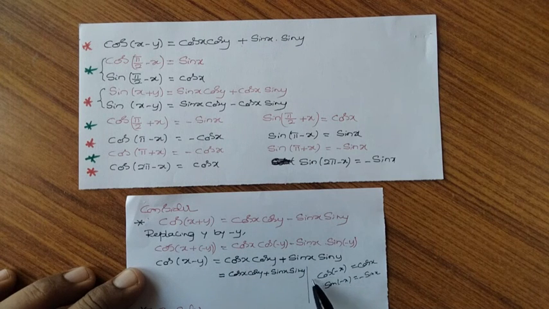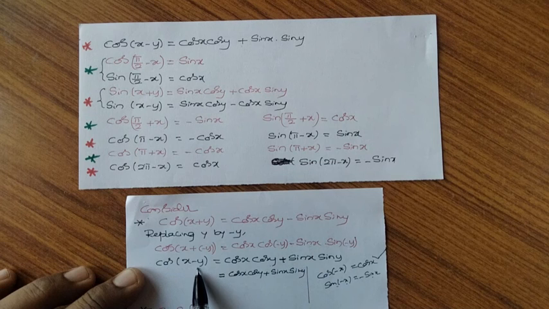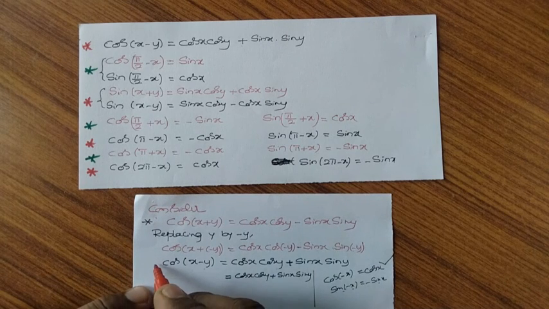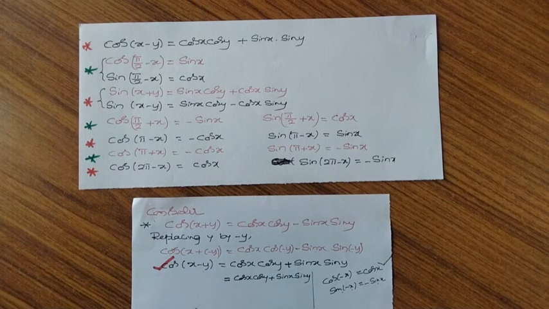Here we know that cos of minus y equals cos y. Yes or no? And minus, here we have sin x sin of minus y, which means minus sin y. Here one minus sign, and already earlier we have one more minus sign, minus into minus becomes plus. Therefore cos of x minus y equals cos x cos y plus sin x sin y. This is the first result. Okay, that is what we have proved.